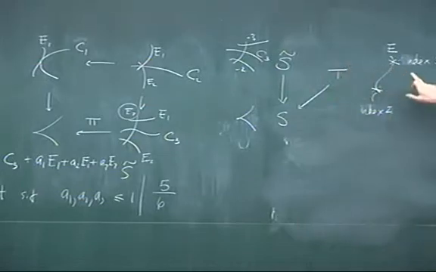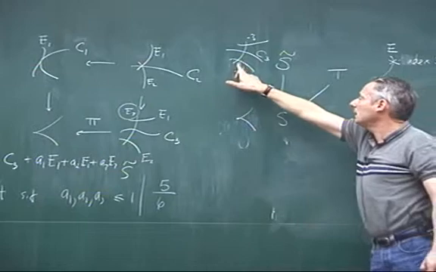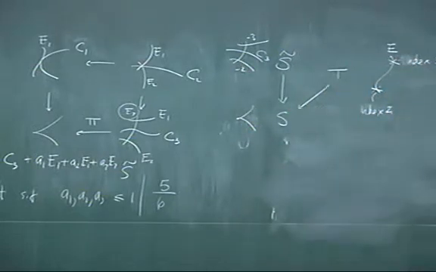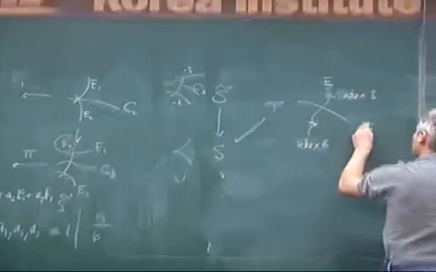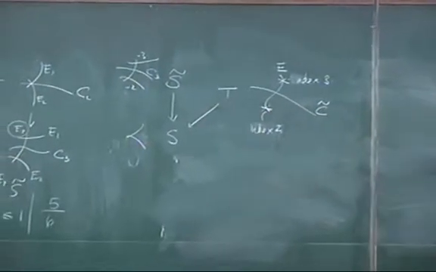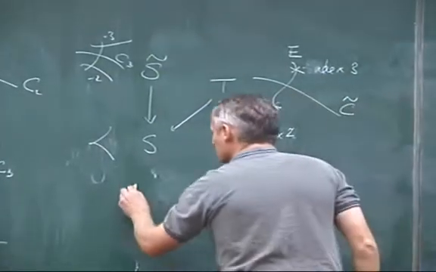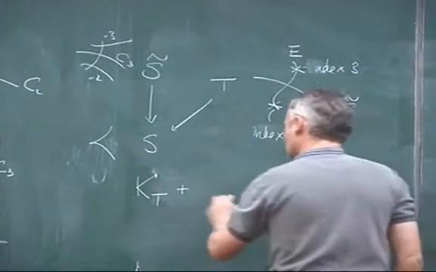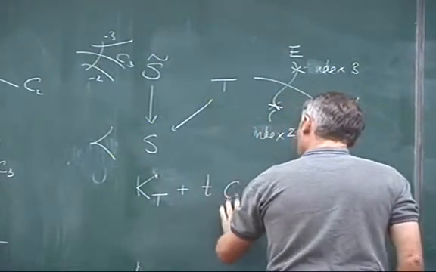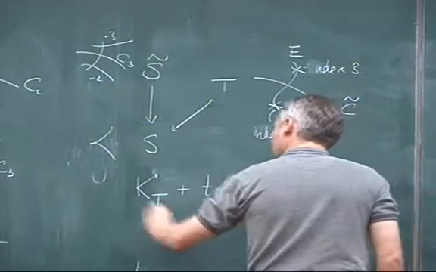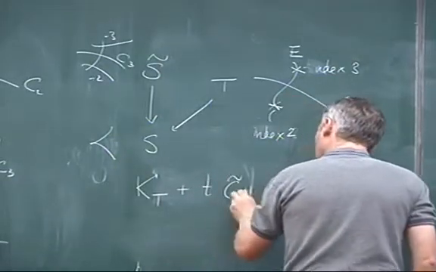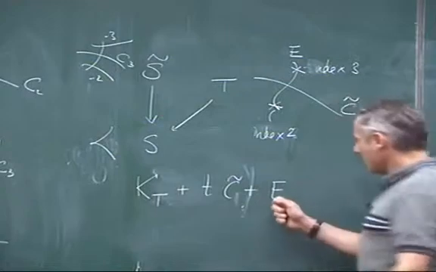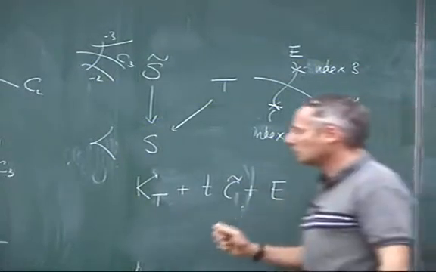When you contract the -3 curve, you get a quotient singularity of index 3. When you contract the -2 curve, you get a quotient singularity of index 2. And of course, the C tilde still passes through the same point. And now you just do adjunction. So now you say K_T plus t times C tilde, excuse me, plus E. So the whole point is that this guy comes with coefficient 1.